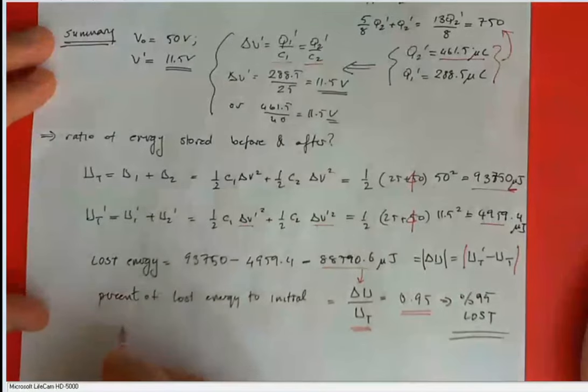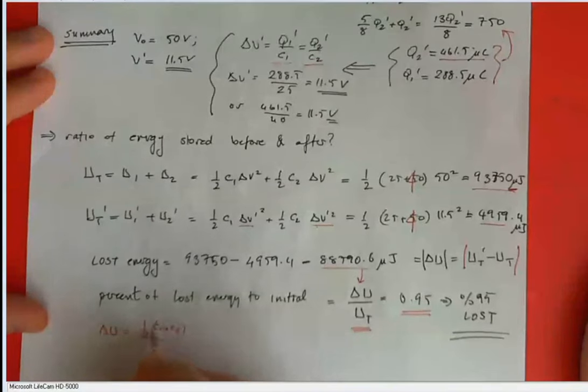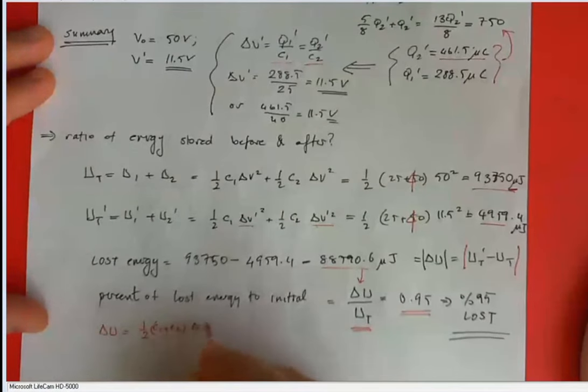That is, delta U is 1/2 (C1 plus C2) delta V prime squared.